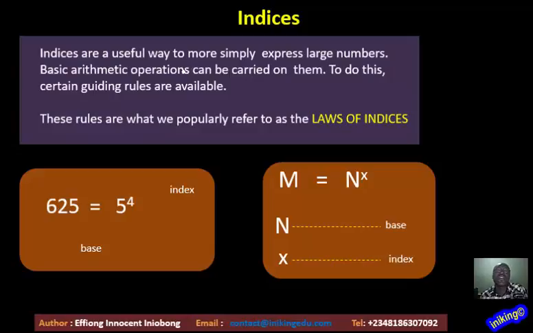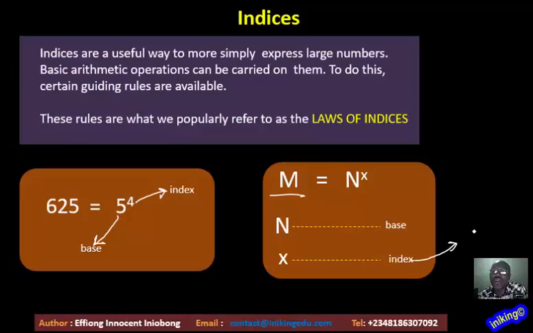Indices are a special way of expressing large numbers. Now, when we express numbers in this form, here we have 625, which is 5 raised to the power of 4. Of course, as I've said earlier on, 5 will be referred to as the base and the 4 as the index. So I have here M equal to N raised to the power x. N is the base and x is the index. The word indices is coined out of index being the plural of index.